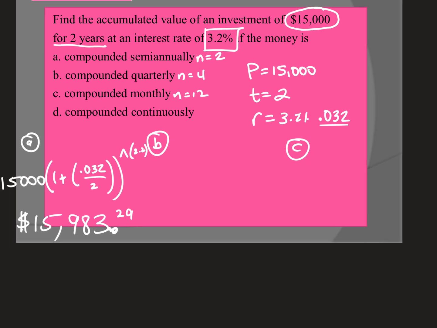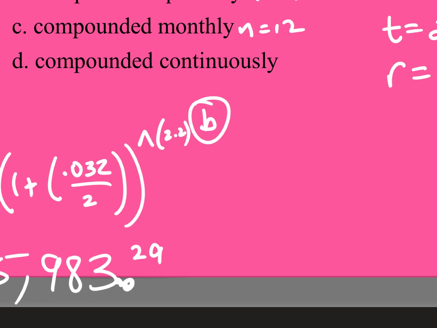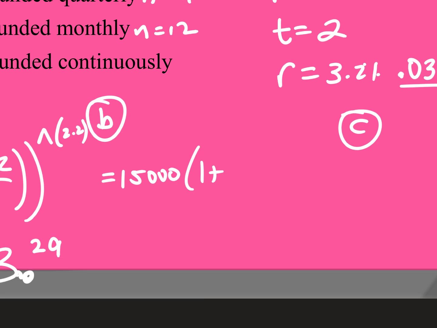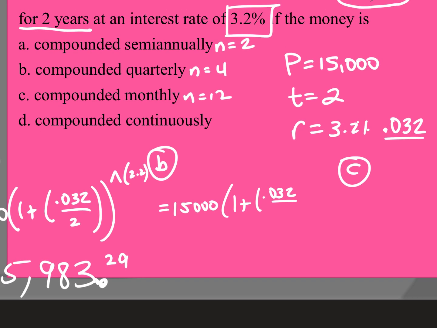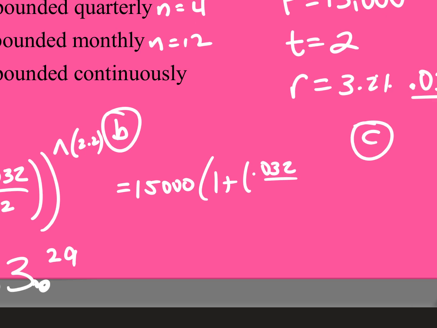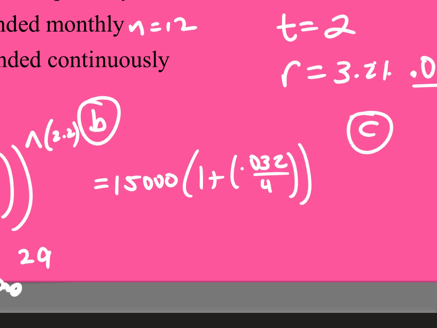Do the next one. What changes in my letter B? Does the initial amount that I put in change? No, still 15,000. 1 plus, does my interest rate change? Nope, still 0.032. What changes? How we compounded the money, correct? How did we compound this money for B? Quarterly. So this is a 4 down here. So close, and then you're going to raise it to what power? 2 times 4, which is 8, or you can put 2 times 4, it doesn't matter.